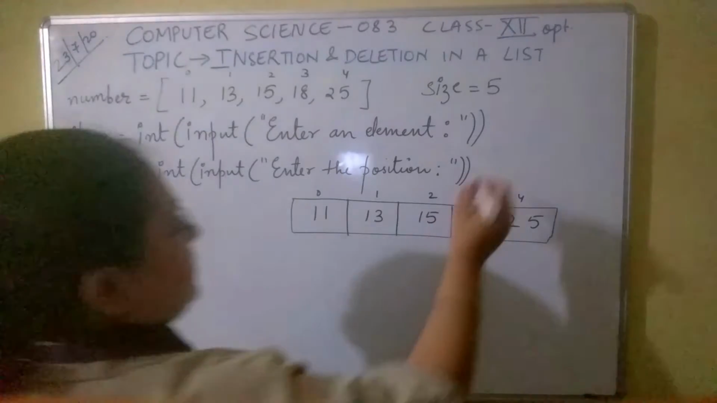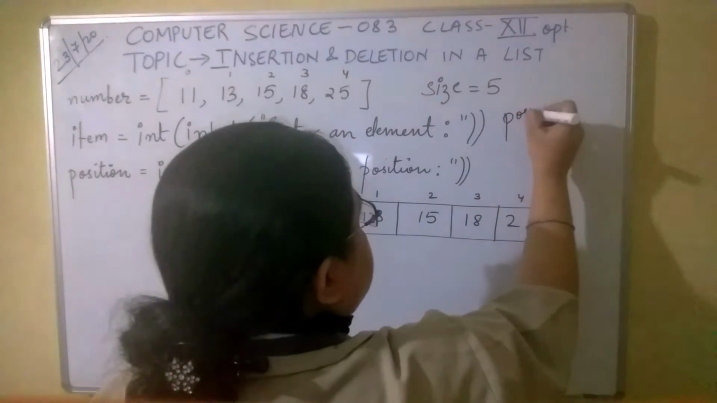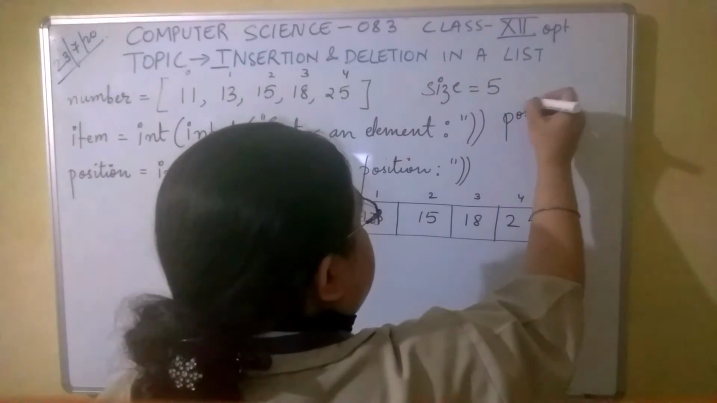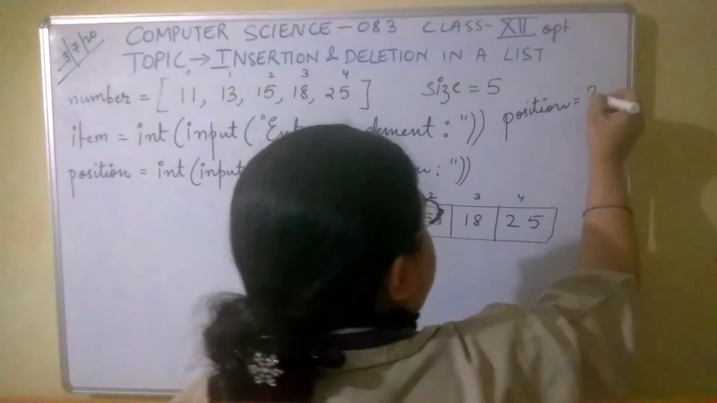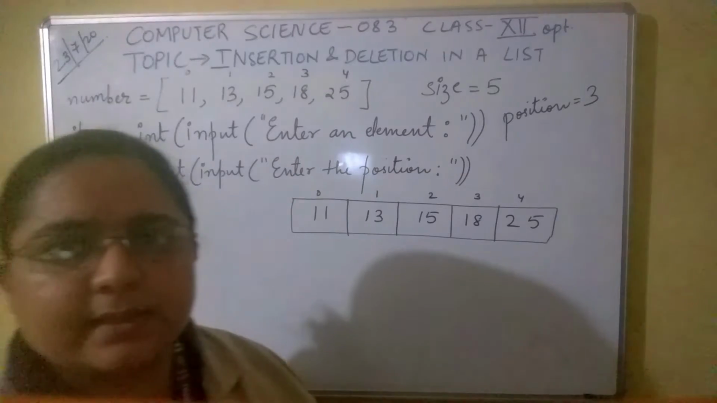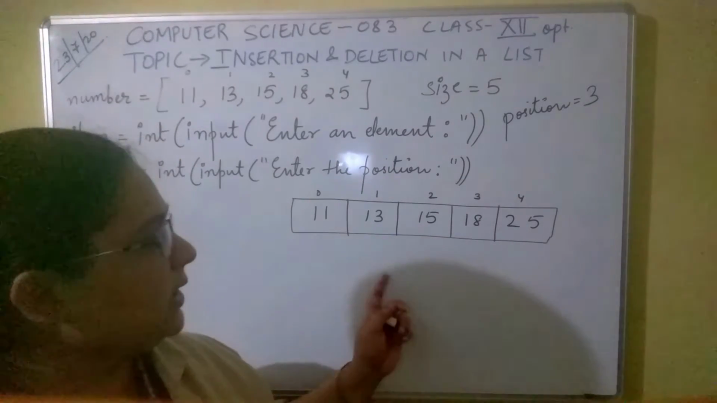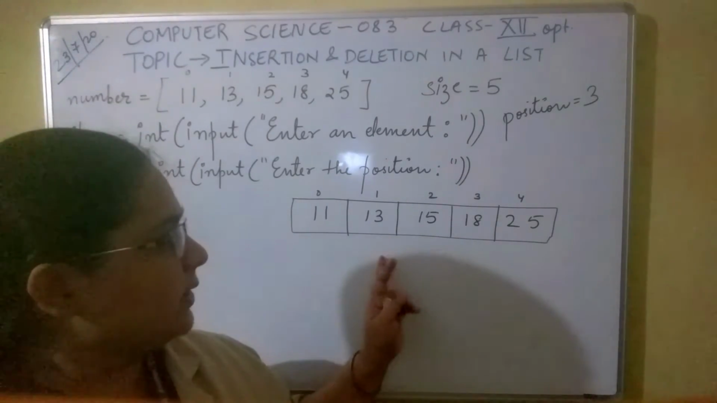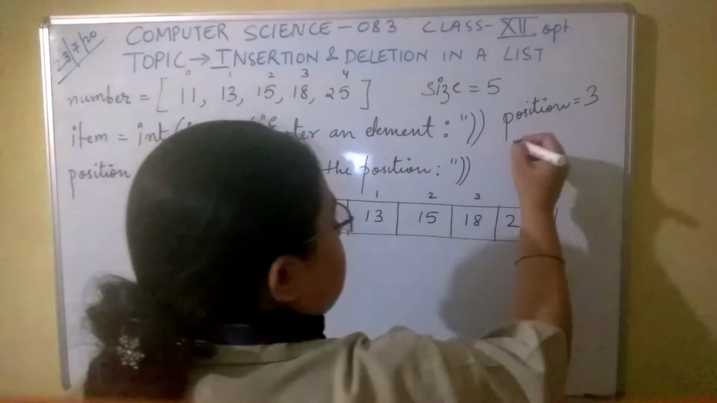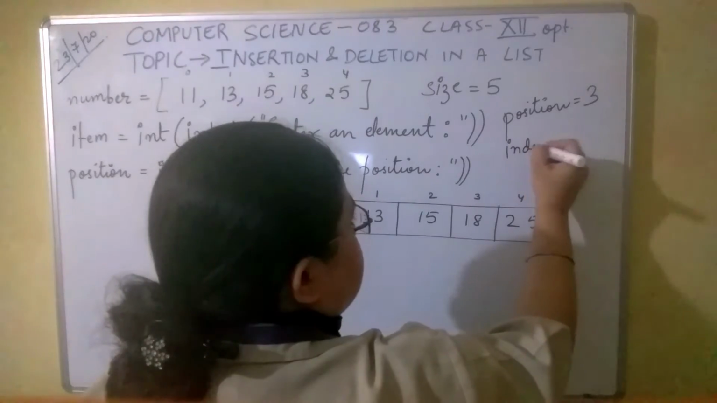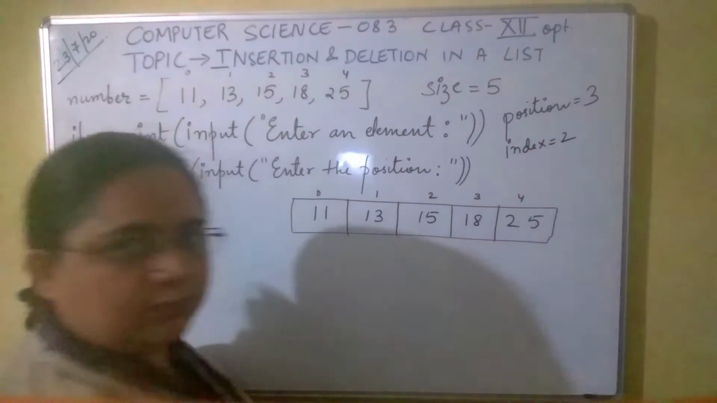We have already asked for the element and also the position. Suppose the user has entered the position of the list element as 3. So we are going to insert an element at position 3. What is at position 3 over here? 1, 2, 3. When we say position 3, it refers to index 2.